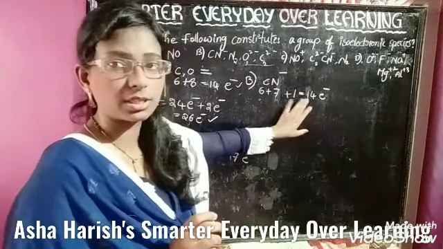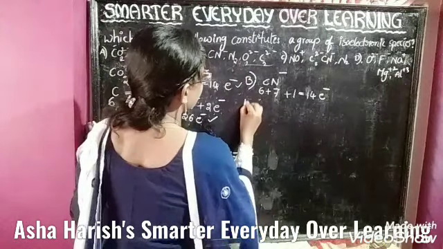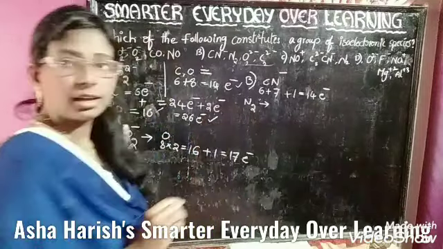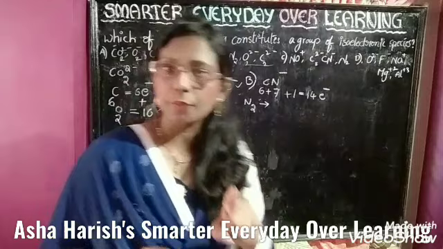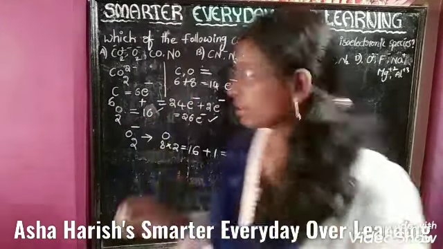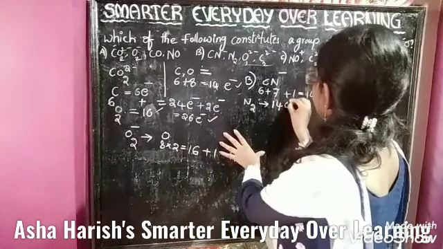14 electrons for CN minus. And students, if you do the calculation for N2, nitrogen atomic number 7, and here 2 nitrogen atoms are there, so for this also we have 14 electrons.